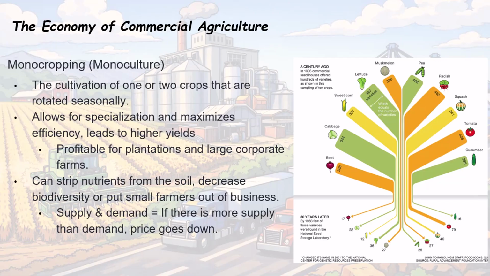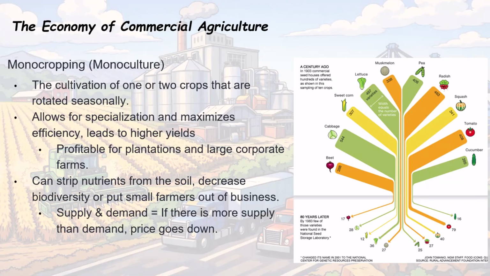Monocropping can also strip nutrients from the soil over time. Growing the same crop repeatedly drains specific nutrients, which means farmers often rely more heavily on chemical fertilizers to keep yields high. And then there's supply and demand. If too many farmers grow the same crop and supply becomes greater than demand, prices fall. When price drops, profits shrink. That's the risk of putting all your economic eggs in one crop basket. Monoculture boosts efficiency and profits, but it also increases environmental risk and economic vulnerability.